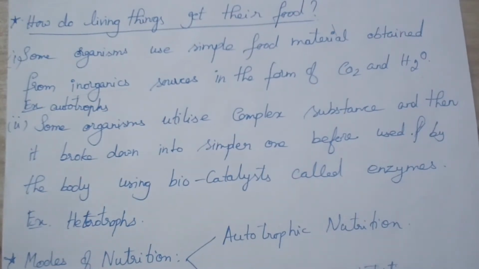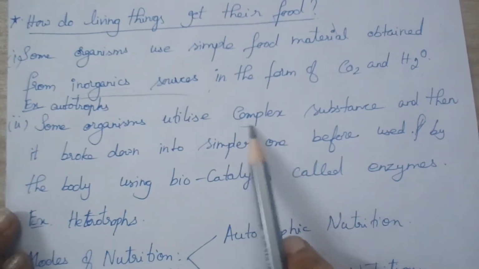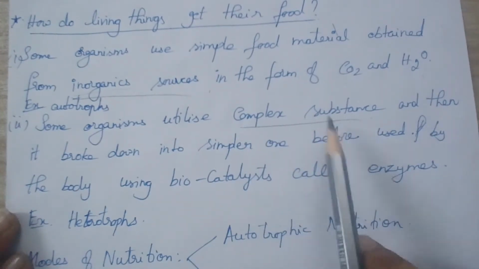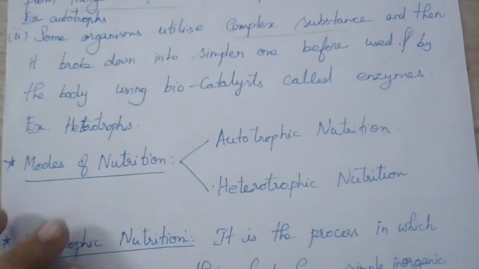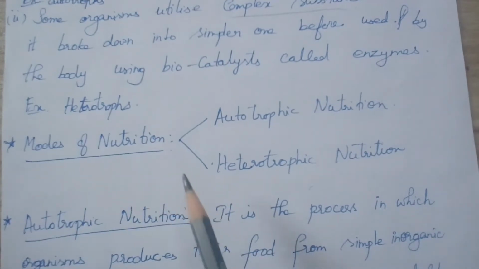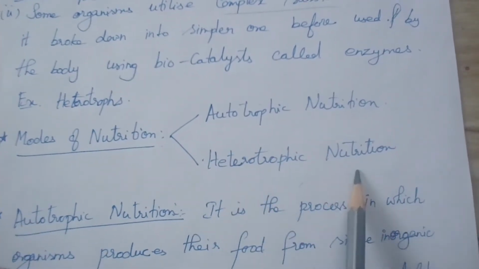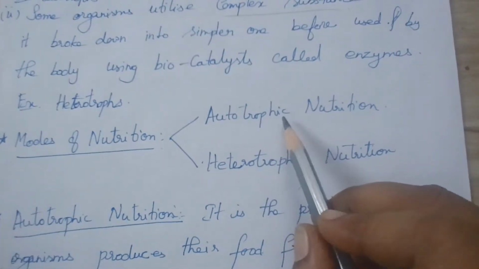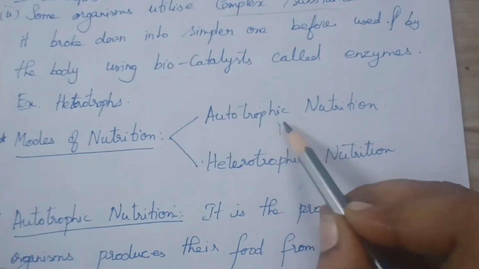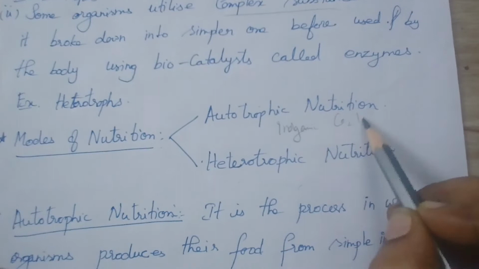So some organisms get their food from inorganic sources. Some get complex organic substances, and then break them down into simpler compounds. Next, we will study the modes of nutrition in detail. What are the two modes of nutrition? Autotrophic nutrition and heterotrophic nutrition. Autotrophic means it will consume food materials in inorganic form, that is carbon dioxide, water and so on.